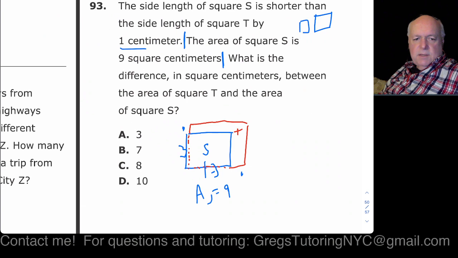All right, so that means T basically is a 4 by 4, right? Because the length of this is going to be 4, and the length of the other one is 4, which means the area of T is going to be equal to 16, okay? So it says, what is the difference between the area of T and the area of S? It's going to be 16 minus 9.